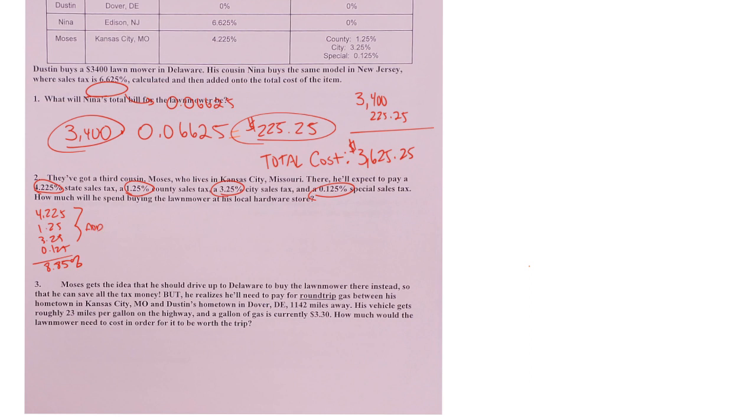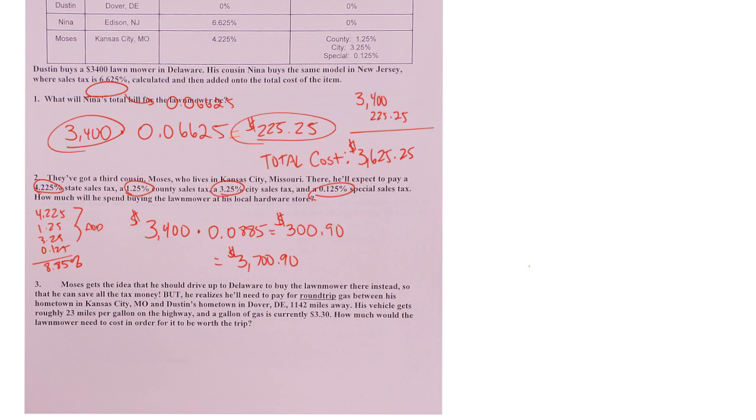Now, I'm going to do the exact same thing I did before. So I'm going to do 3,400. That's the cost of the lawnmower. I'm times-ing it by 0.0885. And I end up with $309, or $300.90. So I add those together, I end up with $3,700.90.